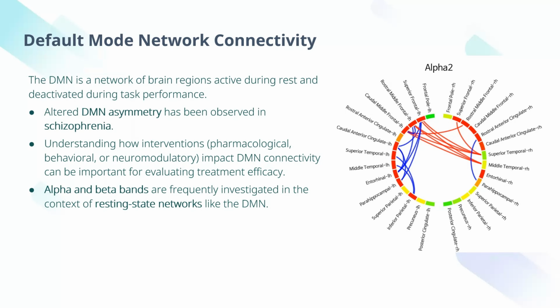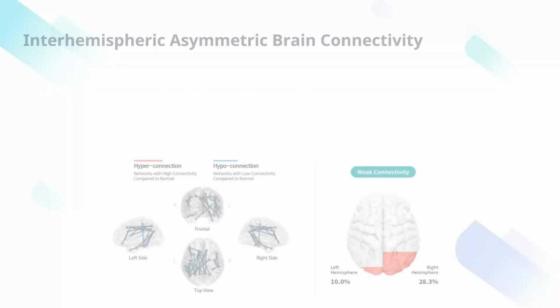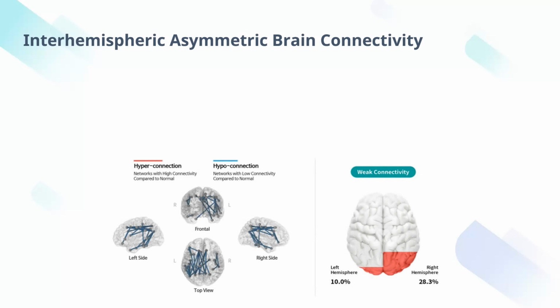So now zooming out one more time. Now we can talk about interhemispheric asymmetric brain connectivity. So this diagram at the bottom is showing us the connectivity in a 3D brain map and then judging by hemisphere how well those hemispheres of the brain are connected.